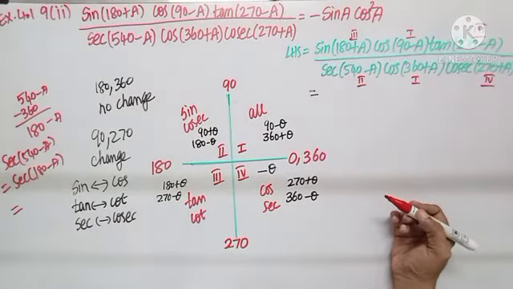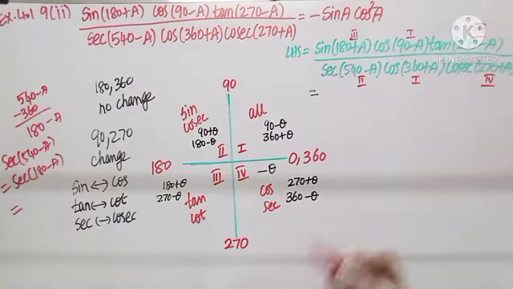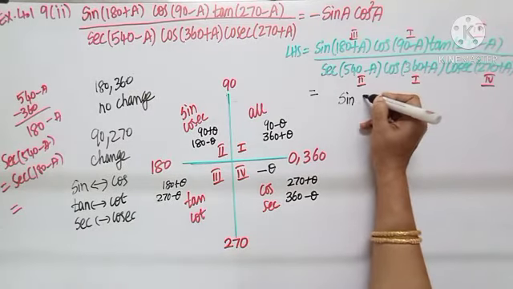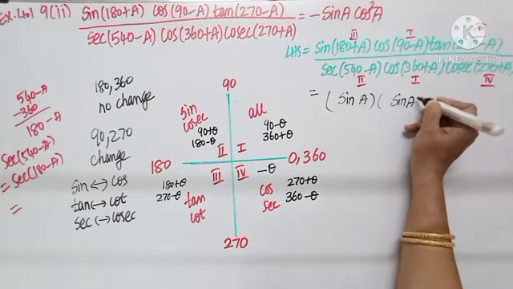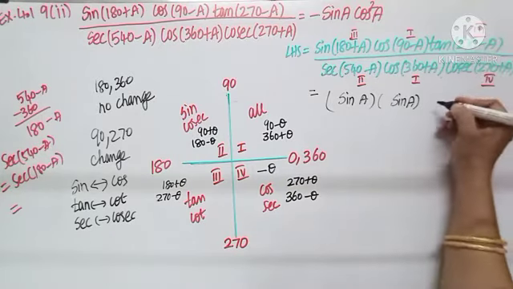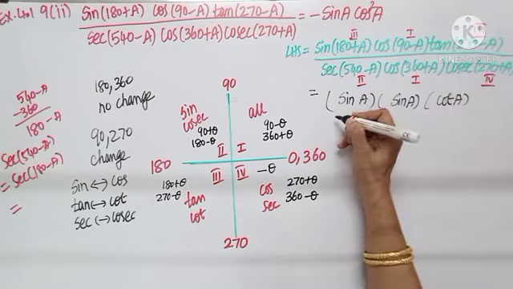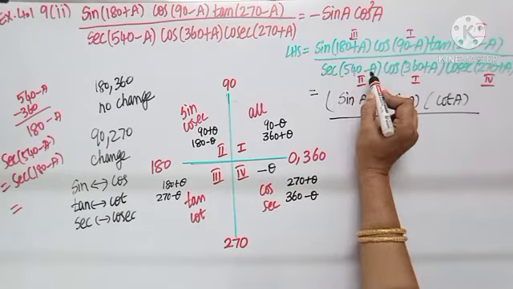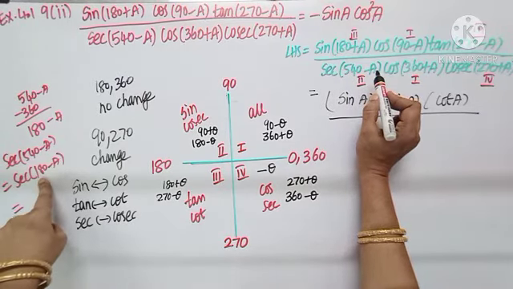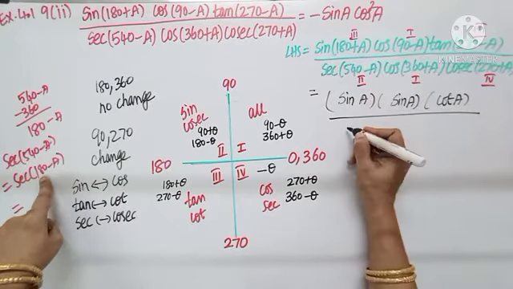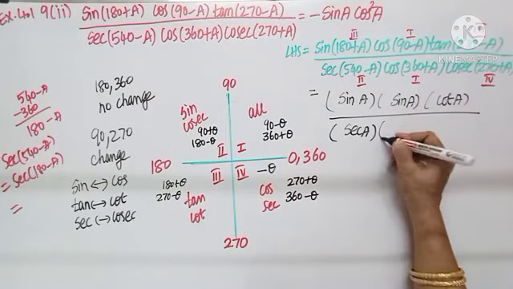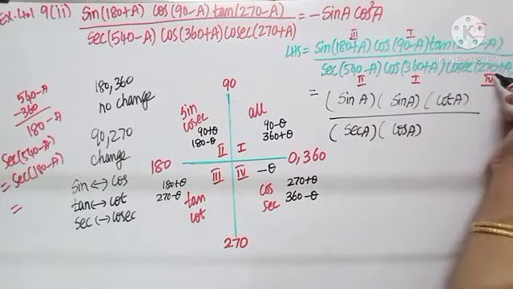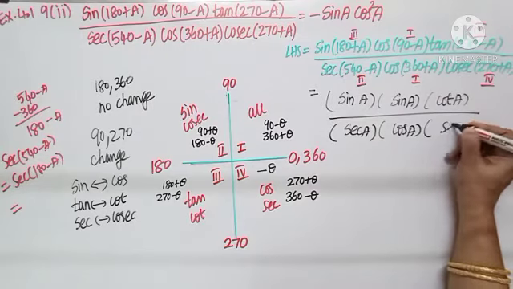Now 180, 360, no change. So how will I write it? Sin of 180 plus A, I will write sin A. 90 comes, change, cos will become sin A. 270 comes, change, tan will become cot A. Denominator: 540 minus A we rewrote as 180 minus A. 180 comes, no change, I will write secant A. 360 comes, no change, I will write cos A. 270 comes, change, cosecant will become secant.